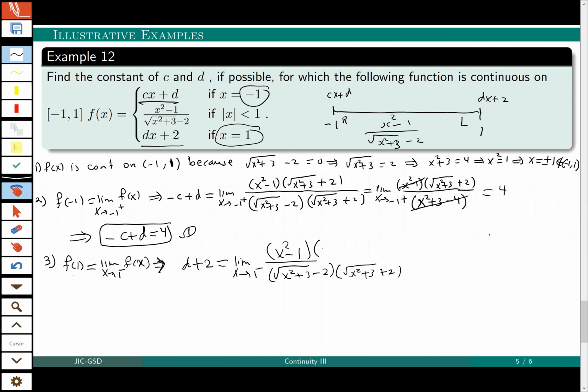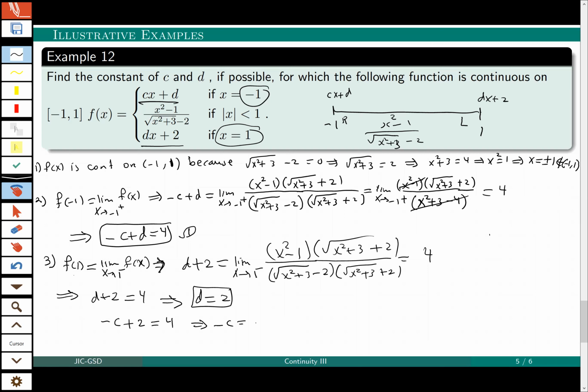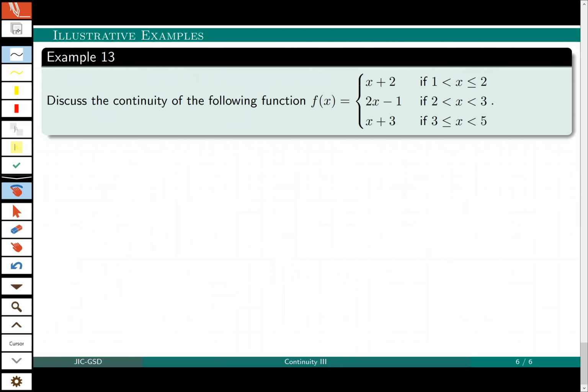And here, x squared plus 3 plus 2, we will get the same thing. It will be 4. So this will mean I get another equation, d plus 2 equals 4. From this one, I will get d equals 2. Replacing d by 2 in equation 1, we will get minus c plus 2 equal to 4, which means minus c equal to 2, so c equals minus 2. So these are the two values which make the function continuous.